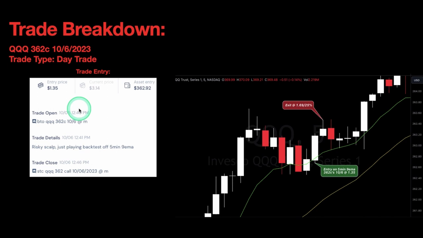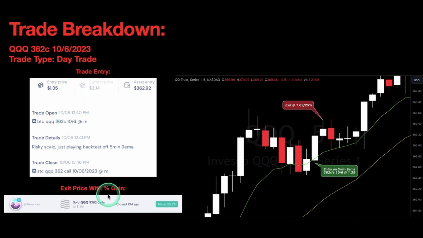So this is a trade I alerted to the chat because our app is actually connected to our Discord. So anytime I send something on the app, it's going straight to the Discord as well. This is a QQQ 362 call for a day trade. This is a 0 day, I believe. And here's the exit price with the gain. We made 25% on this.